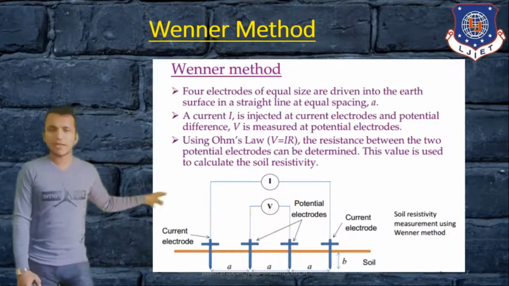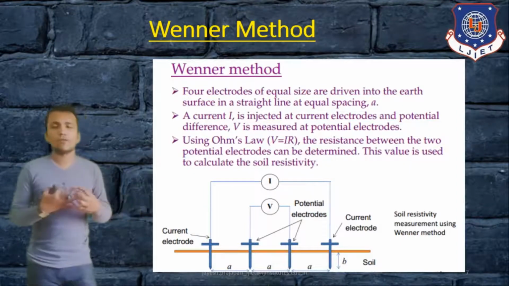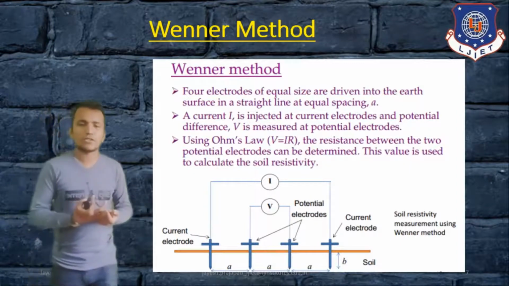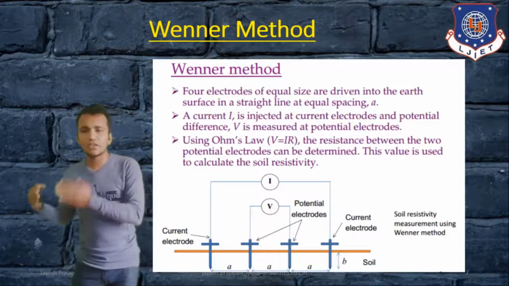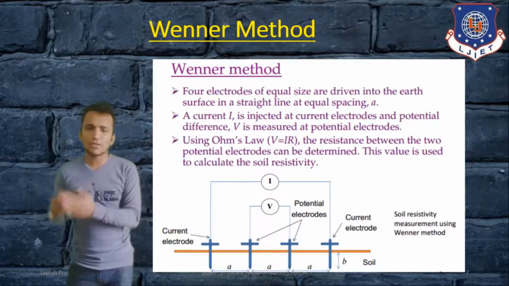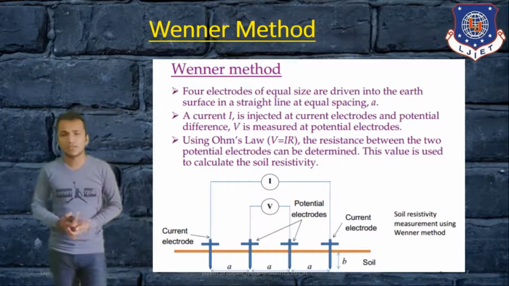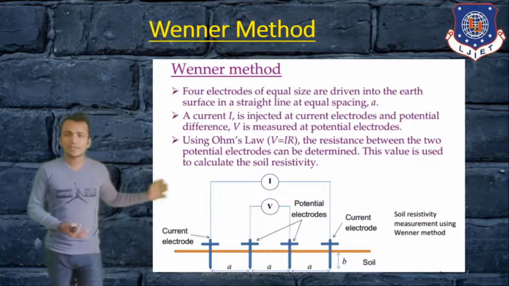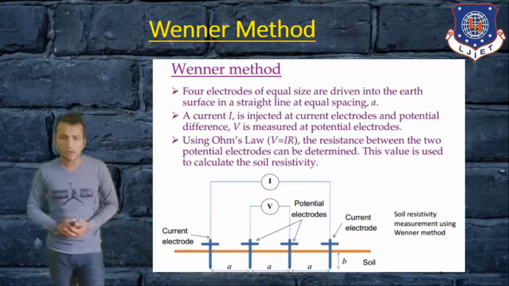So the potential electrode can measure the voltage, and the current electrode measures the current. So, for soil resistivity, by using Ohm's law, the resistance between the 2 potential electrodes can be determined. So this value can be calculated as the soil resistivity. This is a very simple method of finding out the resistivity of the soil.